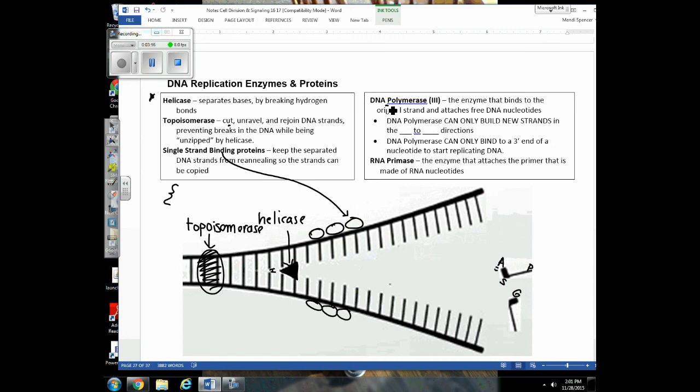Now, when DNA polymerase III goes to build a new strand of nucleotides, it can only build the new strand in the 5' to 3' direction. And that's why I was bringing up that information about DNA, because it's important that you understand what we mean by the 5' and the 3' end. And you're also going to see that DNA polymerase cannot bind to a 5' end of a nucleotide. It can only bind to a 3' end of a nucleotide to start DNA replication.